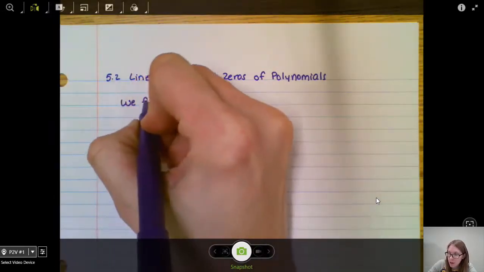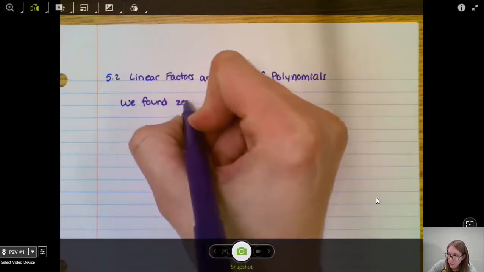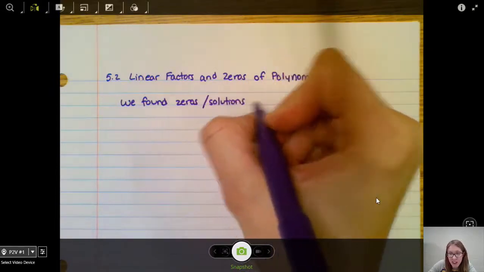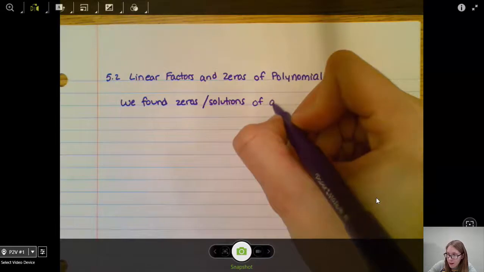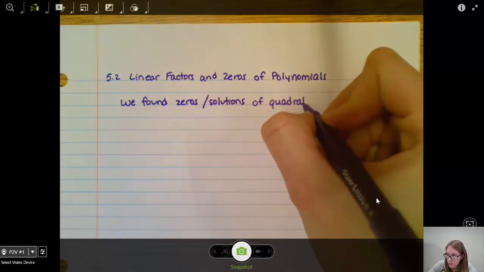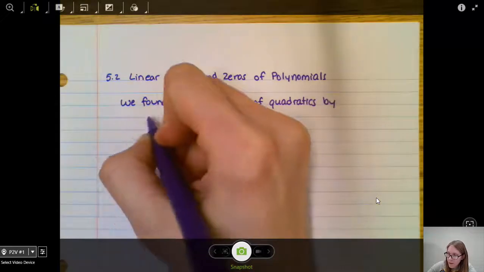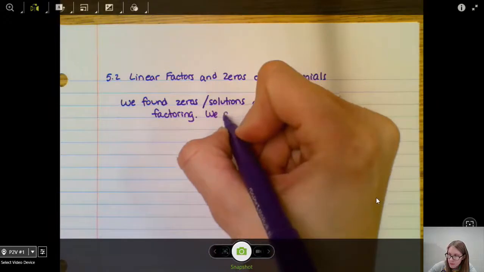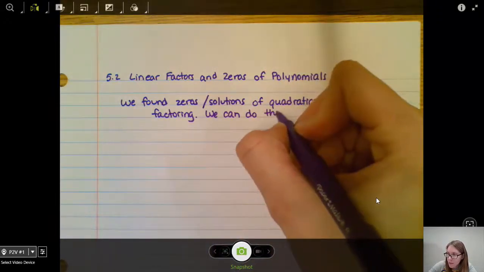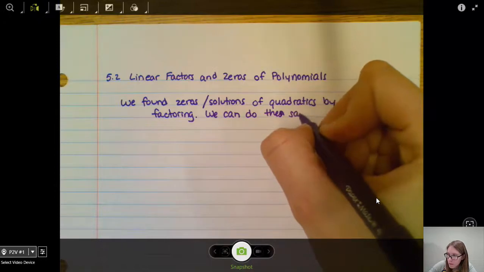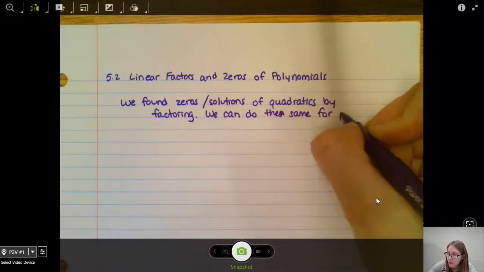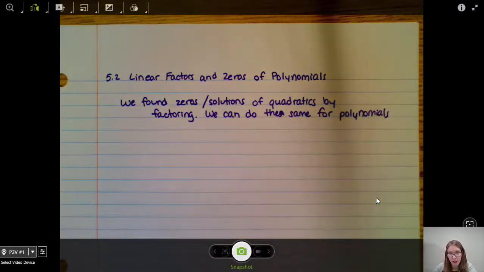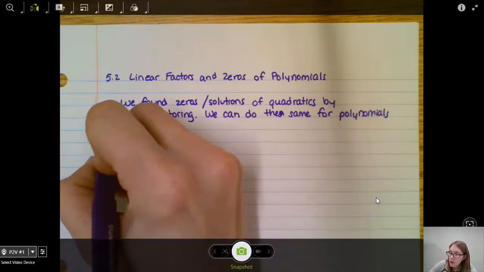So I'm going to write that out here. We found our zeros, or solutions, just another word, of quadratics by factoring. We can do the same for polynomials. And a lot of those same factoring strategies apply, which is what we'll do in example 1 here.